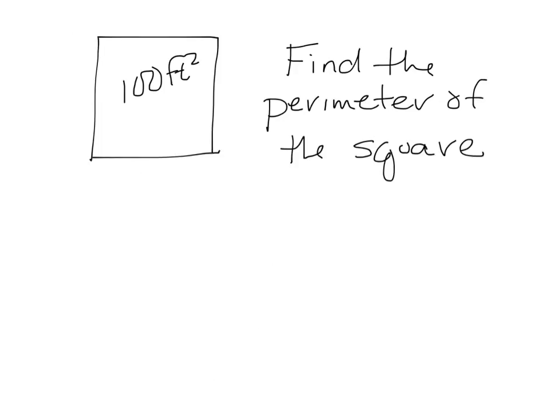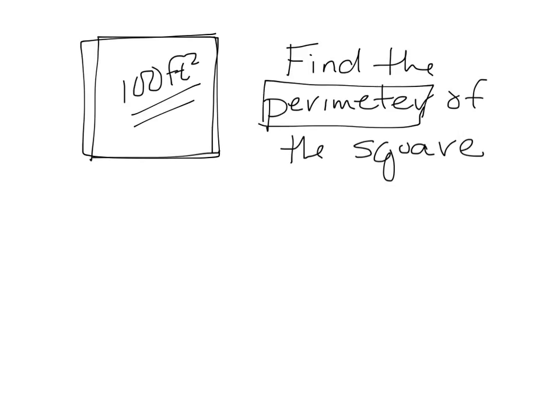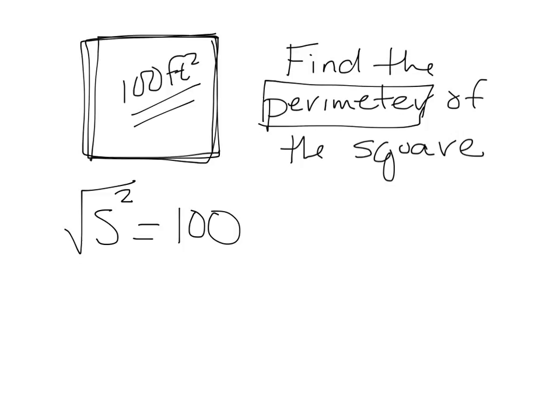Let's do one more. Hey, here's a square. It's got an area of 100 square feet. Find the perimeter. Well, wait a second. You never said anything about perimeter. Well, we don't really care about that yet, because in order to find perimeter, I have to know the side lengths. And so this is a square. It's got an area of 100. And so we could say S squared equals 100. Take the square root of both sides, and we get S equals 10.